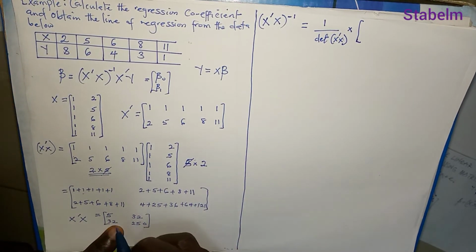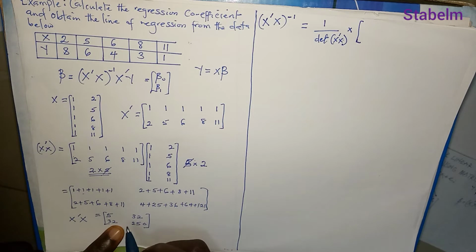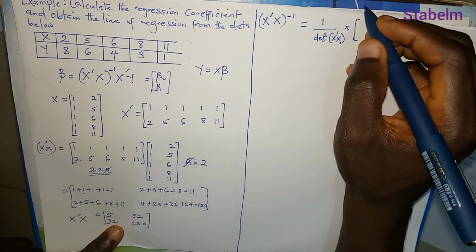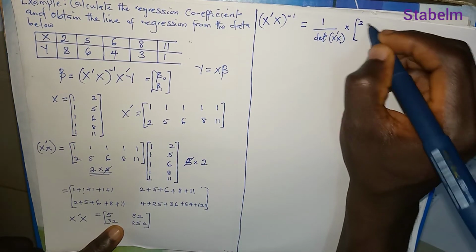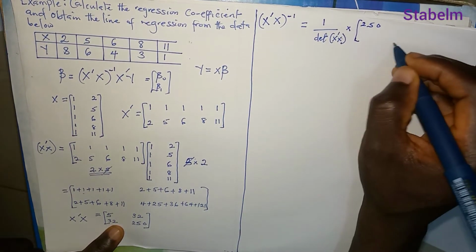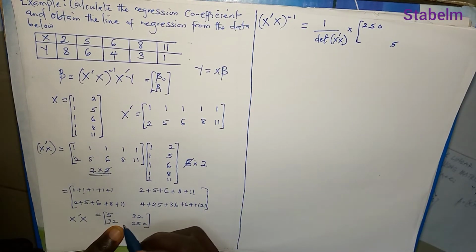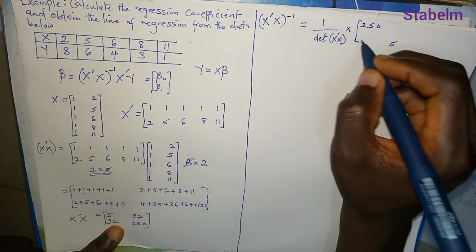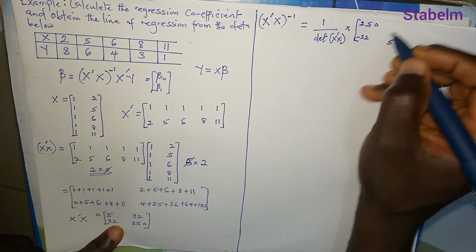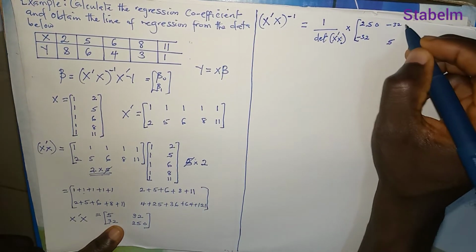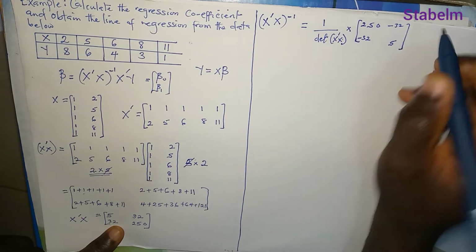Now, what we're going to do here is interchange this value here and this value here. That is, this 5 will come here, and this 250 will move to this side. So here we're going to have 250 and 5. Then we're going to negate the value here, which is 32, and this will become minus 32, minus 32.